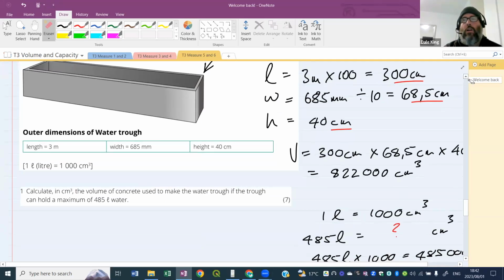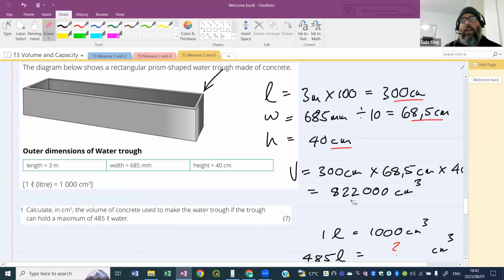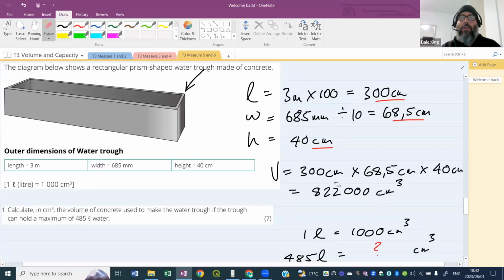So let me try and help the guys that are listening understand. This 822 here, we worked out the volume of a rectangular prism, which assumes that this whole trough is filled with concrete. Okay, just hold on now. I know what you're thinking, but sir, it's not filled with concrete. Yeah, I know. But we are pretending that we have a rectangular prism or block that is filled with concrete, and we multiplied out all the centimeters.